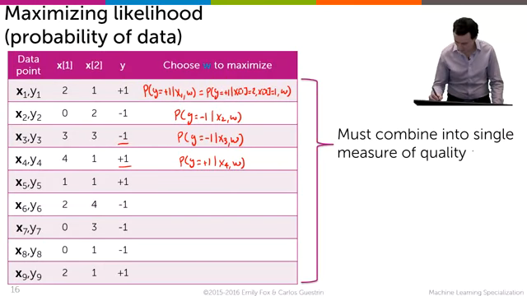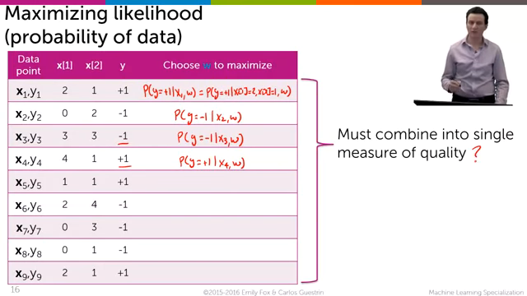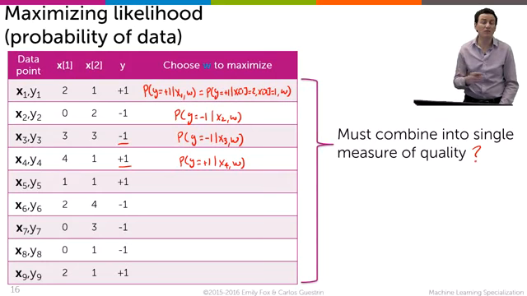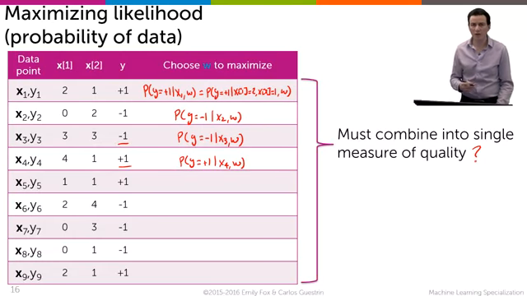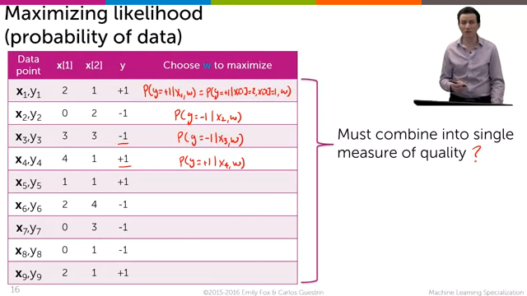Now the question is, how do we combine these? If we have a single quality metric, how do we combine them? You can imagine multiple ways of combining this: averages, all sorts of ideas out there. The way that you typically combine when you're doing what's called maximum likelihood estimation, or maximizing likelihood, is by multiplying these things together.